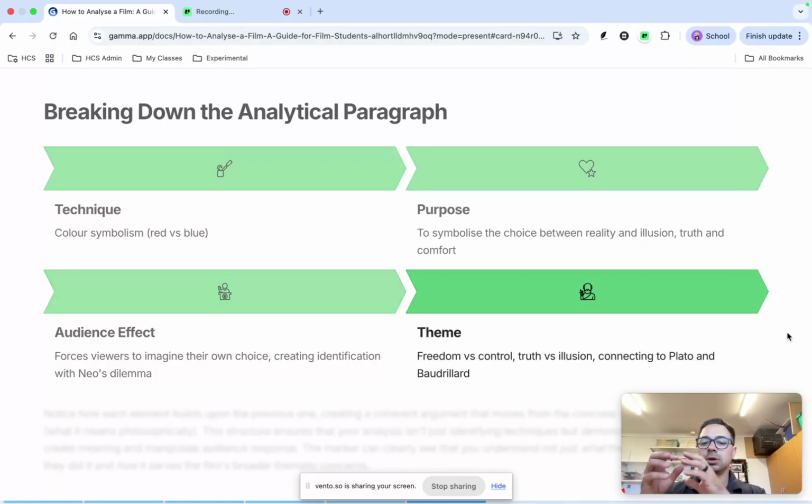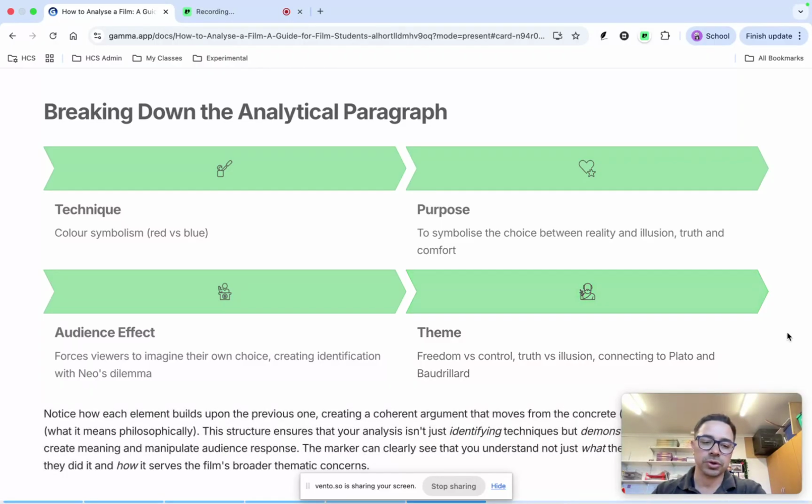Finally, the theme, truth versus illusion, freedom versus control. We're connected through to those philosophies that we've learned about.